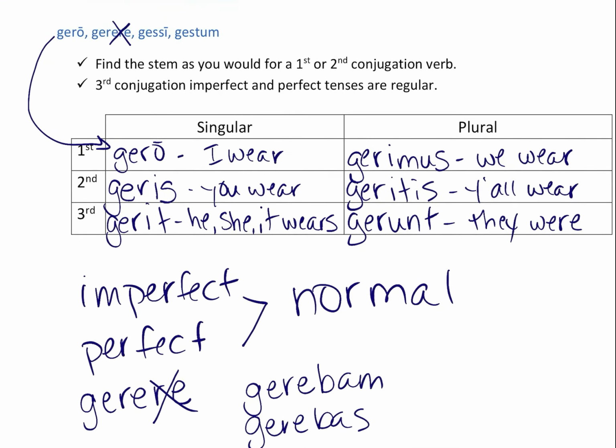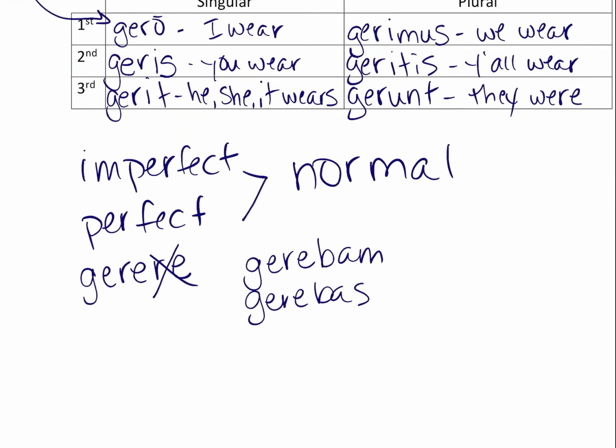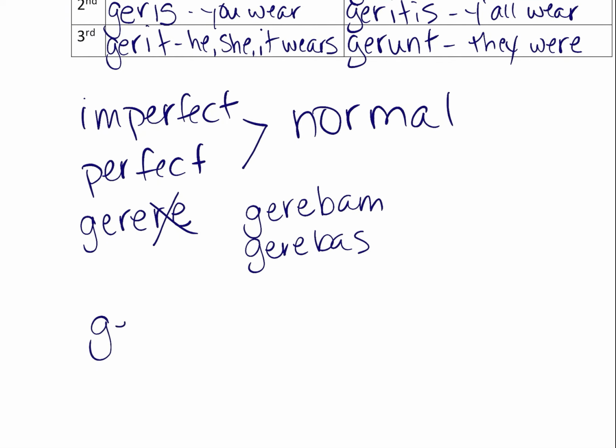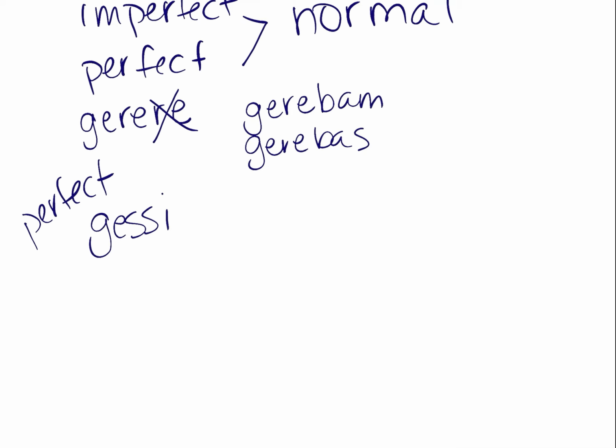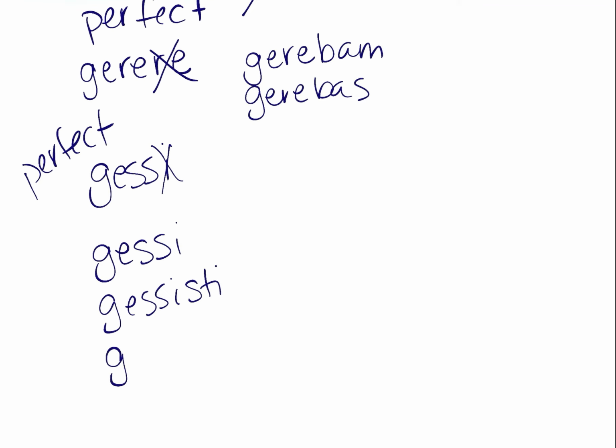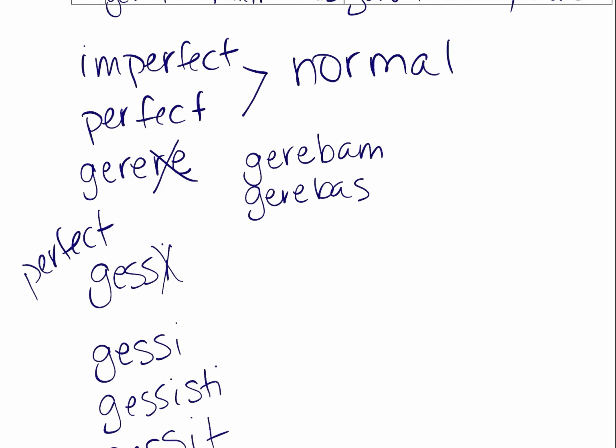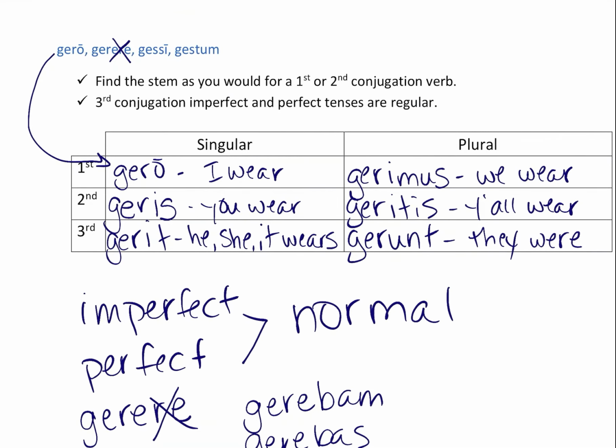Now, about perfect. If we had perfect, we go to the third principal part. So I'm going to erase this here. Gessi is the third principal part. So this is perfect. We would take off the normal ending. So gessi, gessisti, gessit. Okay, totally normal for perfect and imperfect. And then the only thing that's different so far that you know is the present tense. And that's it.